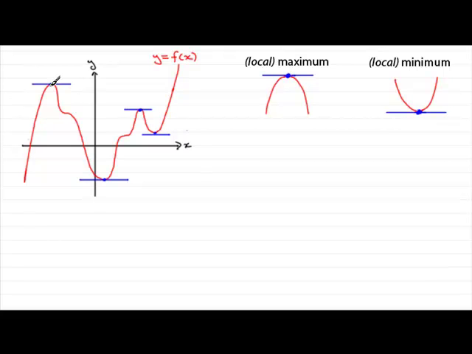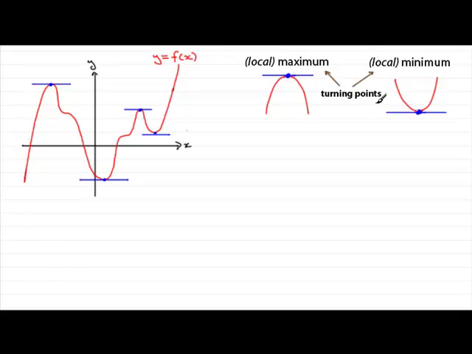Now you'll notice that for parts of the curve that look like this and look like this, the curve seems to bend back on itself. So some people refer to these stationary points as turning points. So expect to see that in some textbooks.